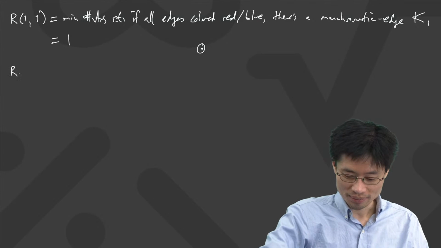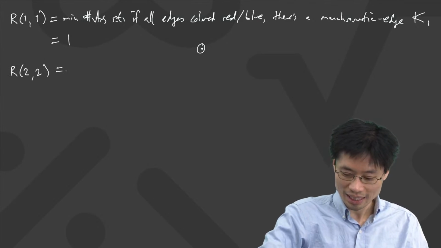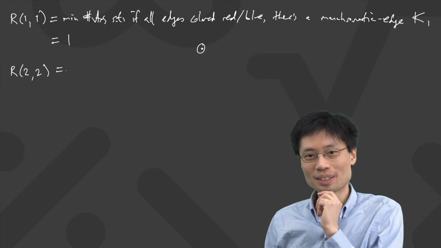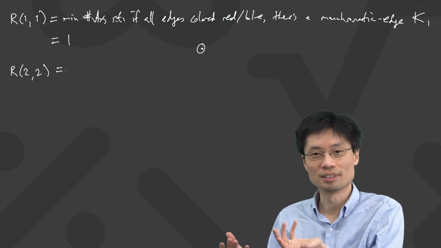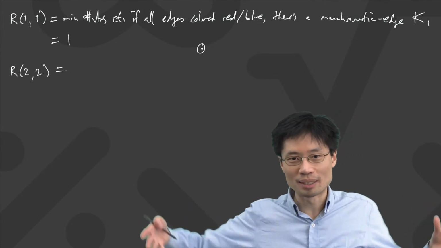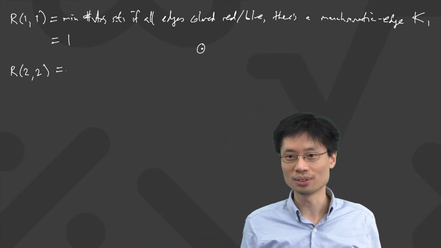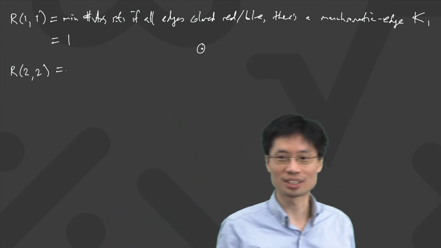Let's do some more. R(2,2). Now it gets a little bit less obvious. Well, I mean, slightly less obvious. What would this be? What's the minimum number of vertices so that as soon as I have that many vertices and you colored all the edges red or blue, there's a monochromatic K2? Yeah, let's try 2. Let's try 2.